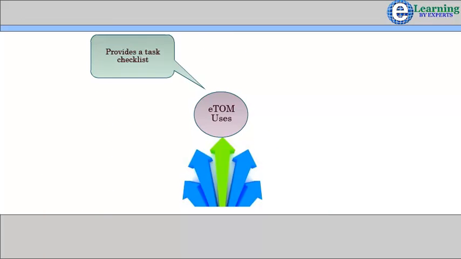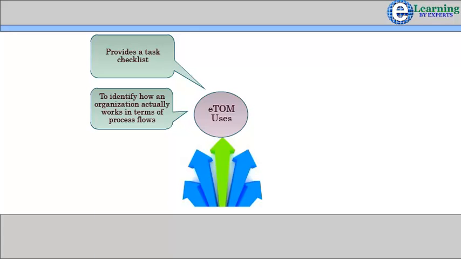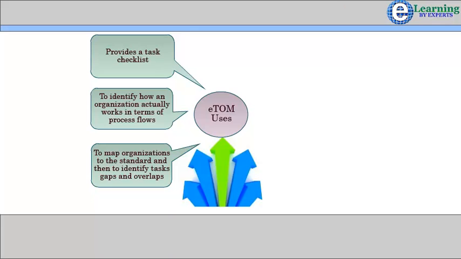Business Process Framework provides a task checklist. It helps to identify how an organization actually works in terms of process flows. This provides a foundation for applying enterprise-wide discipline to the development of business processes. The framework helps to map organizations to the standard, and then to identify tasks, gaps, and overlaps. The framework helps to improve the way things are done. It enables creation of consistent and high-quality end-to-end process flows, with opportunities for cost and performance improvement, and for reuse of existing processes and systems.